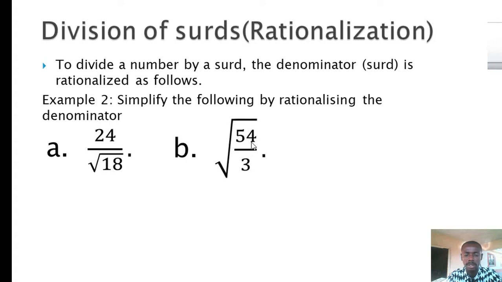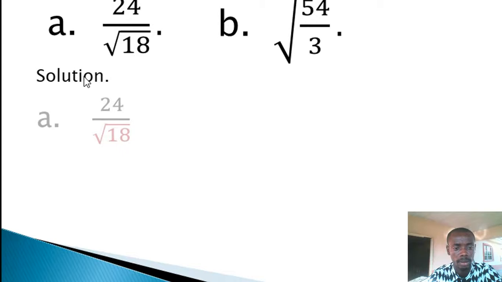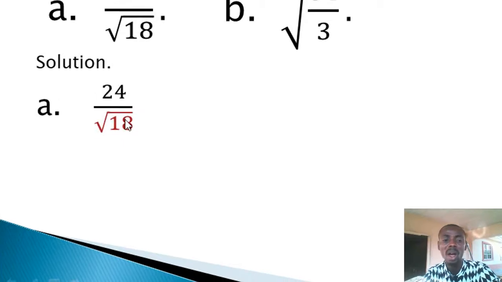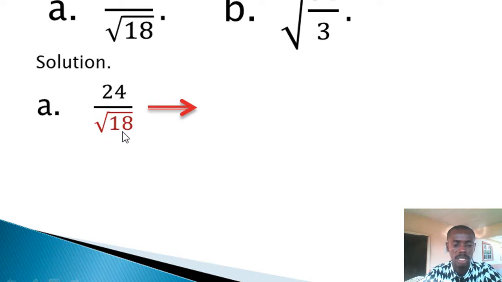Now here B, we have root 54 divided by 3. Solution. Now, our root 18 is colored. Why? It's the denominator and it's a surd. How do we rationalize? Alright, this is how we rationalize. You repeat this, that is 24 over root 18. You repeat that, multiplied by, then you use root 18.